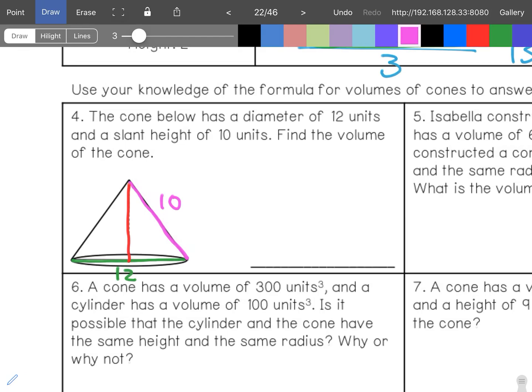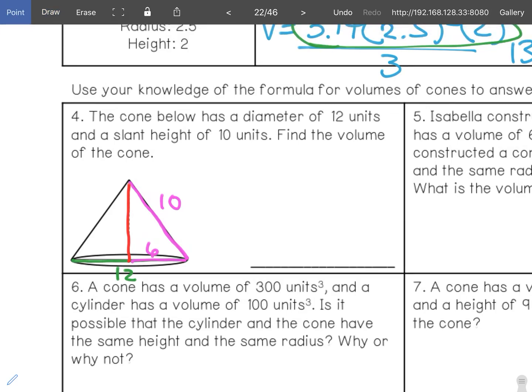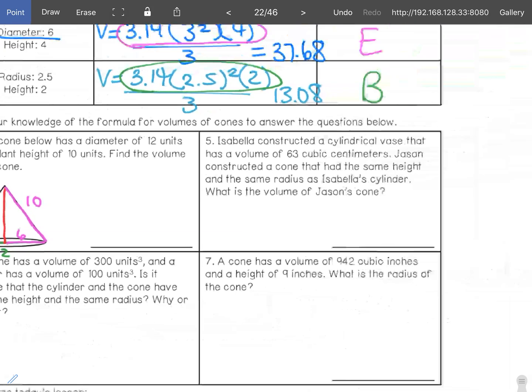Now, we should know that the radius would be 6, half of that diameter. And I'm hoping that you see that this is a right triangle, so you could actually use the Pythagorean Theorem. You could do a squared plus b squared equals c squared, so a squared plus 6 squared equals 10 squared, and you could solve that to find the height. And if you did that, then you would have the height and the radius, and you would be able to find the volume, but we're not going to go through that one.